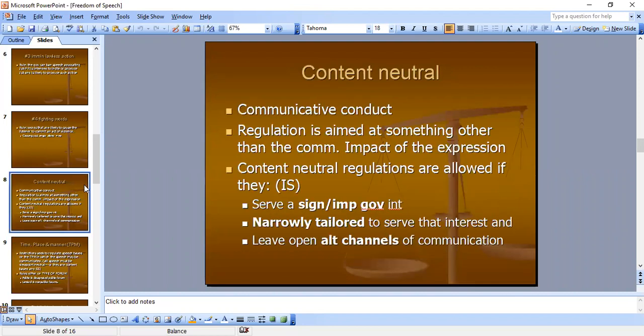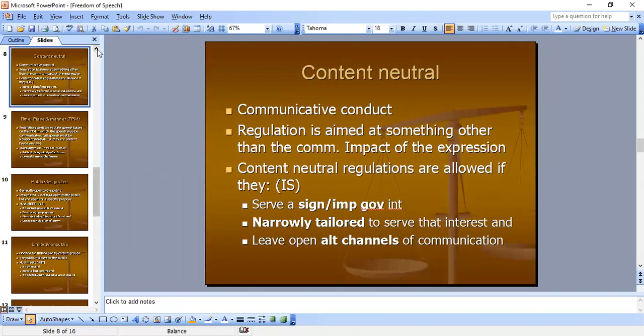Now we're back to content neutral, the second type. Content neutral is communicative conduct. The regulation is aimed at something other than the communicative impact of the expression. Okay, so this is more of a conduct here, not the expression of what you're trying to say. Content neutral regulations are allowed if they are IS, intermediate scrutiny: they serve a significant, important government interest, are narrowly tailored to serve that interest, and leave open alternative channels of communication. I see tons of MBEs and essays on this one too.